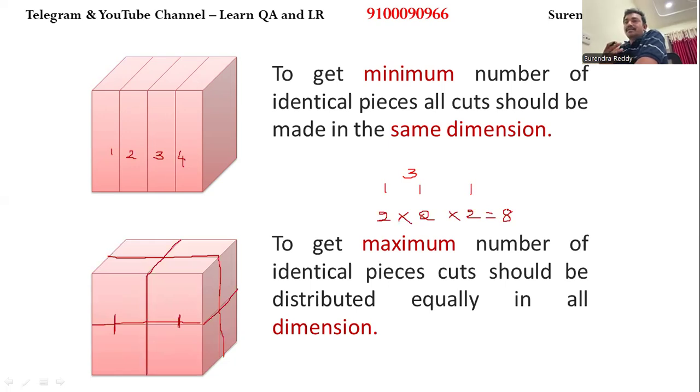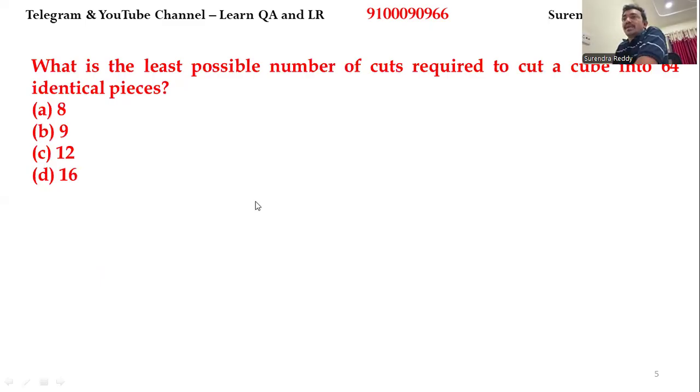When doing the cubes concept, we'll do this elaborately. But to solve this question, we need to understand at least this. Now coming to this 2024 CSAT question: what is the least possible number of cuts required to cut a cube into 64 identical pieces? We are looking for 64 identical pieces. A cube must have an equal number of pieces along each of the edges. So we'll make this 64 as a 4 by 4 by 4 cube, so that lengthwise 4, breadthwise 4, heightwise 4 pieces could be there.